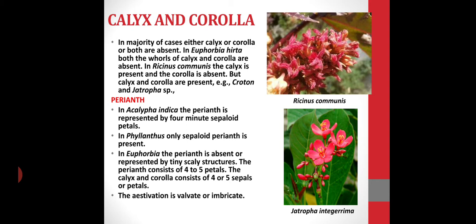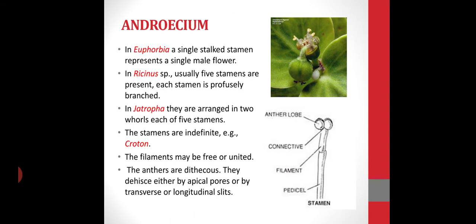Okay. And in Euphorbia, the perianth is absent or represented by tiny scaly structures. The perianth consists of 4 to 5 petal-like structures. And the calyx and corolla consist of 4 or 5 sepals or petals. So, aestivation is valvate or imbricate. And coming to Androecium and Gynoecium. First, we will study about the Androecium.